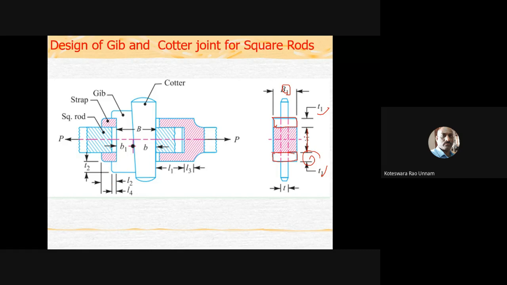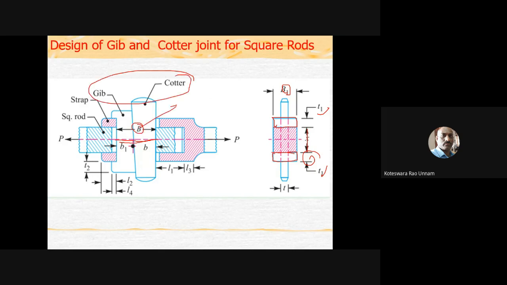And then once you have T1 and B1, the strap dimensions are over. Then the rod is over. For the cotter, again the same thing we need to use. Here we'll call this the total width, that is the width at the center line of the joint. This total width we'll call the mean width of jib and cotter. Combining jib and cotter, we'll take the width, that is capital B.